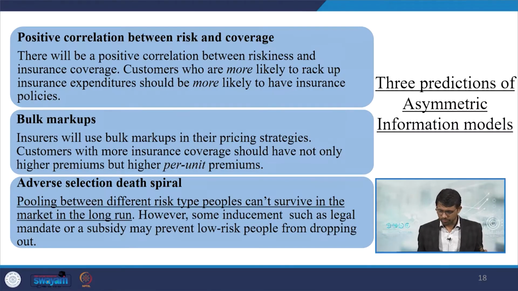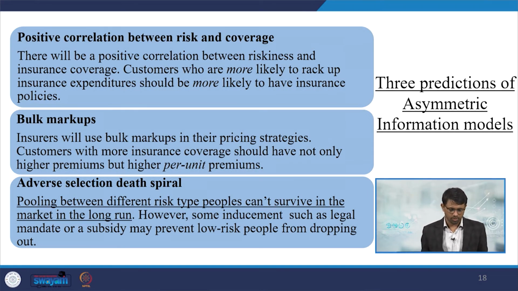There are three predictions of asymmetric information models. One is the positive correlation between risk and coverage, another is the bull markup, and another is the adverse selection death spiral. As far as positive correlation between risk and coverage is concerned, customers who are more likely to rack up insurance expenditures should be more likely to have insurance policies. In the case of bull markup, insurers will use it in their pricing strategies. Customers with more insurance coverage should pay not only a higher premium, but a higher per unit premium as well.